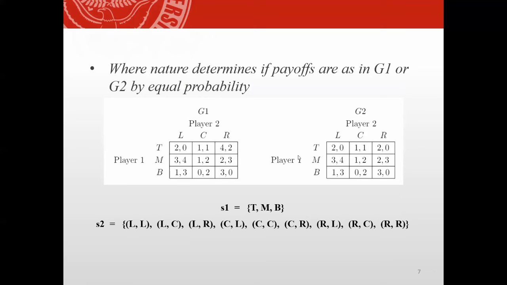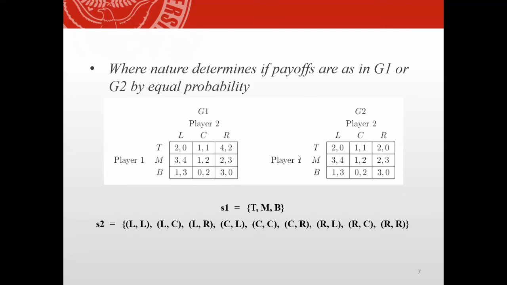So here's another short game I found. This is called an Information Game. It states: consider the following game where nature determines if payoffs are as in G1 or G2 with equal probability. As you can see on our screens, these are G1 and G2, and you have 4 players in total: player 1 and player 2 for G1, and player 1 and player 2 for G2. Players move simultaneously. Player 2 knows which game nature has chosen, but player 1 does not. Please answer the following questions.